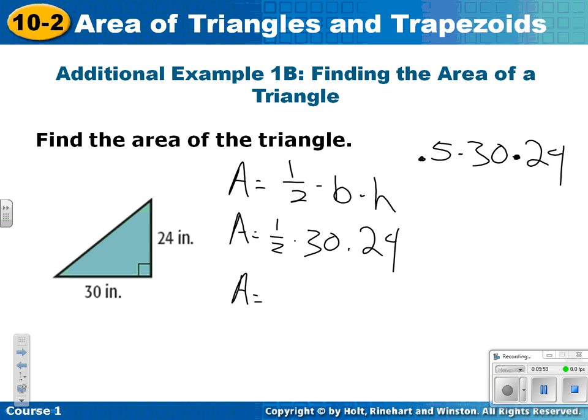Okay. A equals what? What's 1/2 times 30 times 24? What'd you come up with? 360 square inches. Okay?